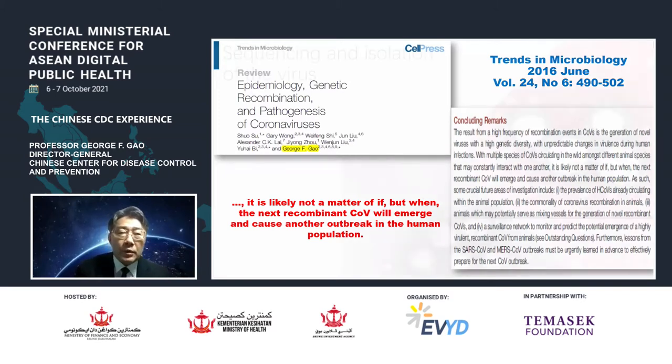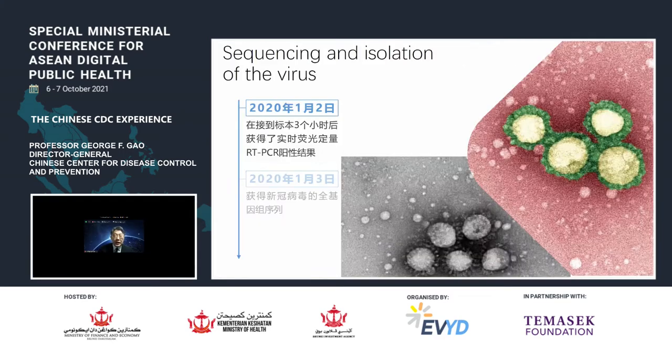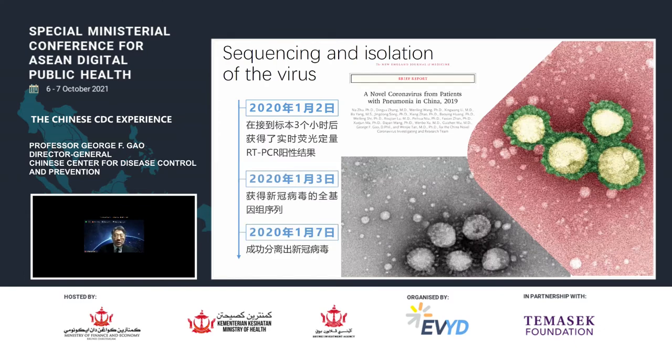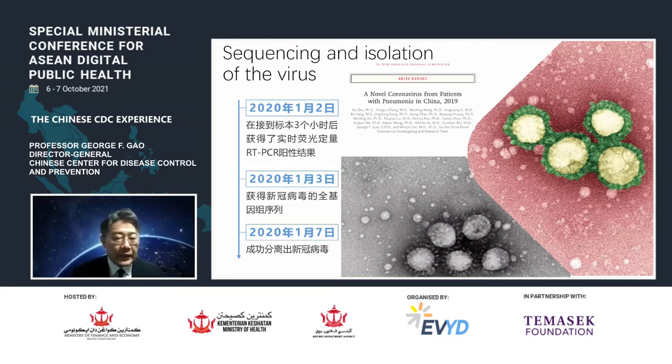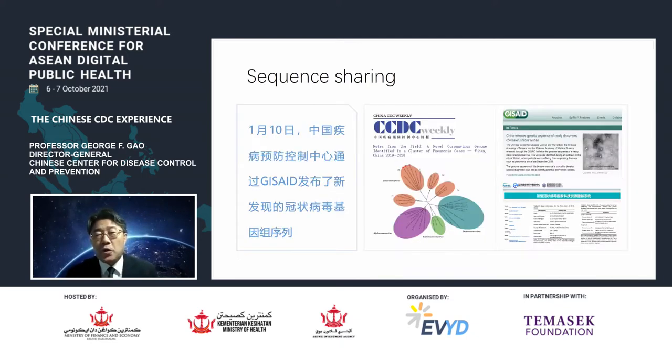By the end of 2019, we noticed there were some patients with pneumonia of unknown etiology, PUE, in Wuhan. We immediately collected the data and did the sequencing. We developed the diagnosis kits and the whole genome sequencing, we isolated the virus, and the virus sequence was shared by 10th January through GISAID, the Global Initiative for Sharing All Influenza Data. We shared all the sequences, and this is why, by using science, we now have all these vaccines under development.